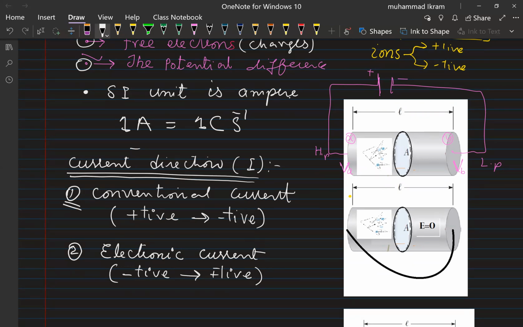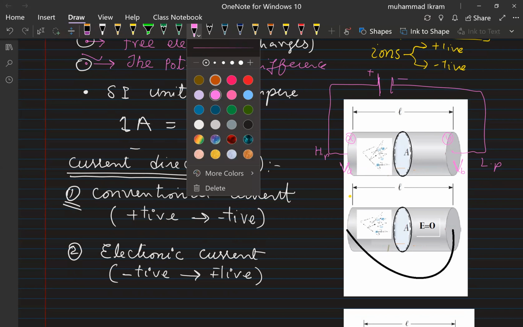But later on, when the electron was discovered, the engineers and scientists came to the conclusion that these are the free electrons in a conductor which move. These are not the positive charges, because the positive charges, like protons, are fixed in a conductor, as you see.